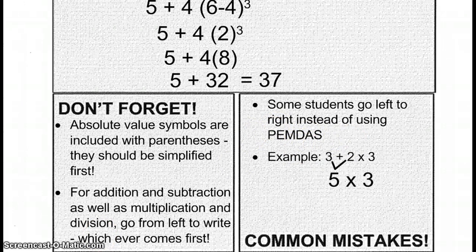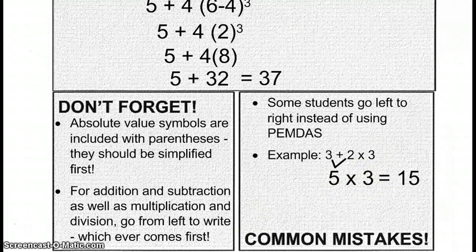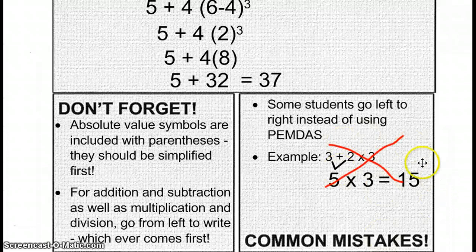Here's an example of when that could happen. Let's say we had the problem 3 plus 2 times 3. Some students will automatically go from left to right, and they'll add the 3 plus 2 to get a 5, and then multiply by 3. So they'll end up getting the answer 15. This is the wrong answer. You need to make sure that you avoid this mistake so you don't get the wrong answer for your order of operations.